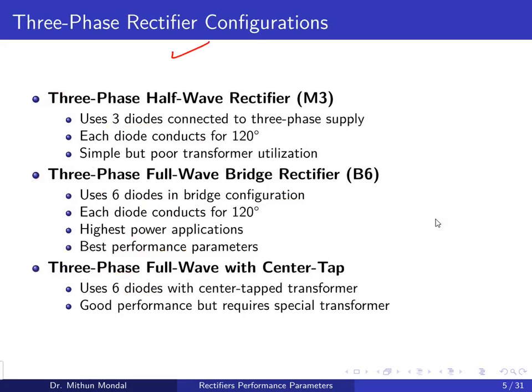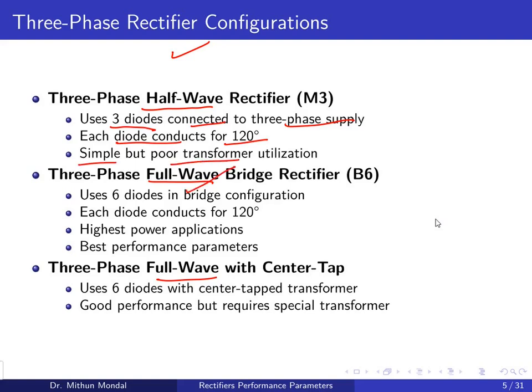When we talk about the three-phase rectifier configuration, it can again be half wave or full wave. When it is half wave, we use three diodes connected to the three-phase supply. Each diode conducts for 120 degrees. It is simple but has poor transformer utilization.